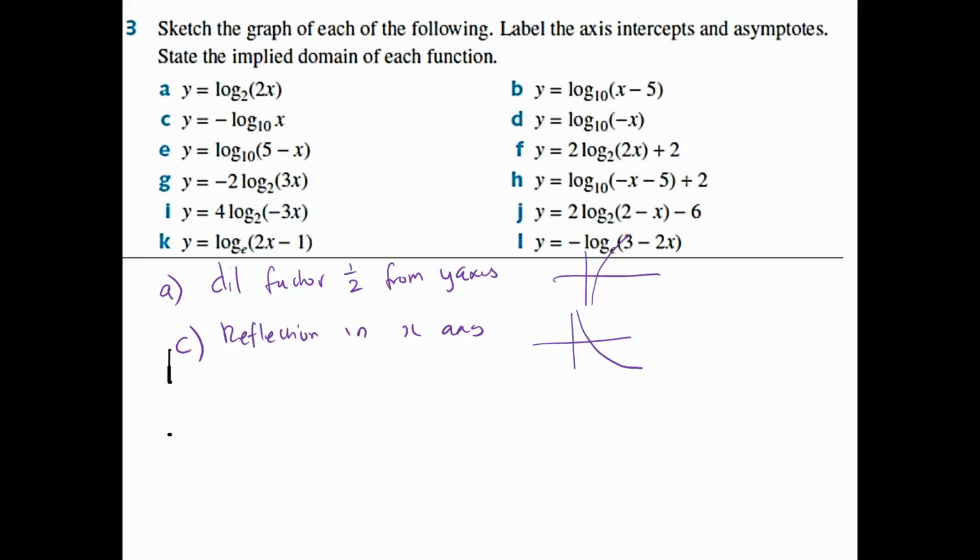Okay. Next one, E, Zan. Name me one transformation that I have here. We have a reflection in the y-axis. Fantastic. And what's the other transformation, Chi? Translation of 5 units in the negative direction. Not negative direction. Positive direction.